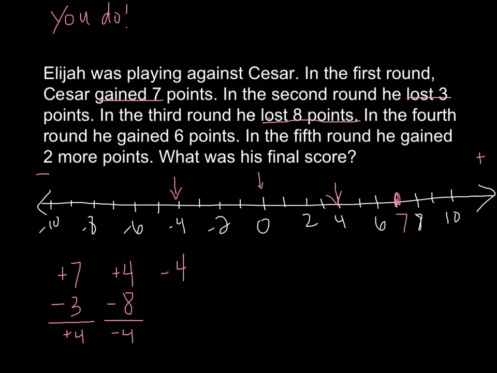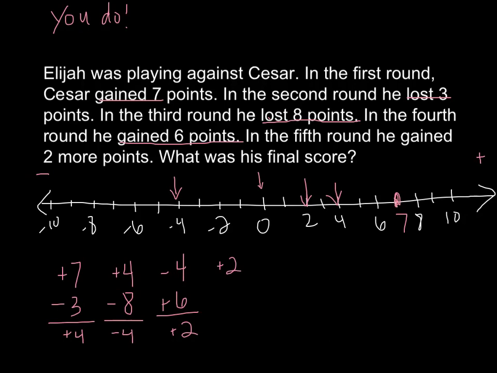In the fourth round, he gained 6 points. Gained is a positive word. Gained 6. So starting at the negative 4, he's going to go positive direction 6 times. 1, 2, 3, 4, 5, 6. And that lands him on the positive 2.